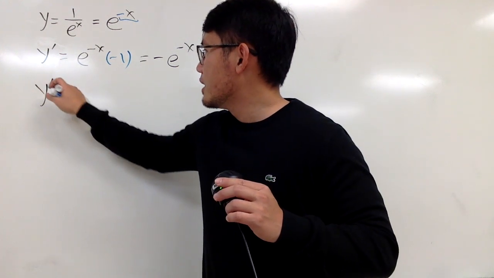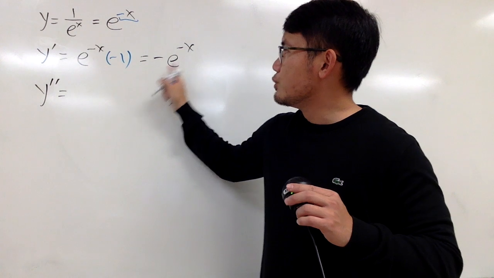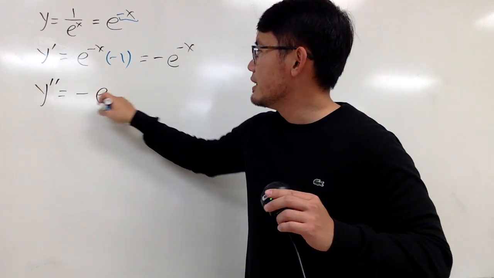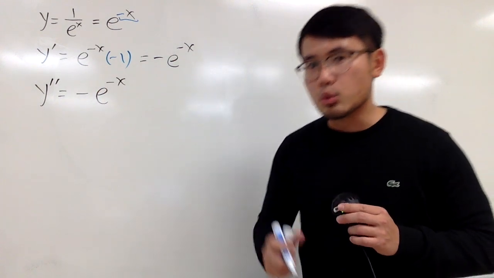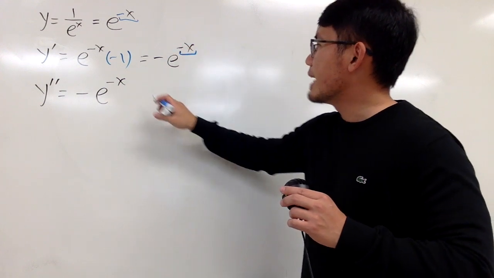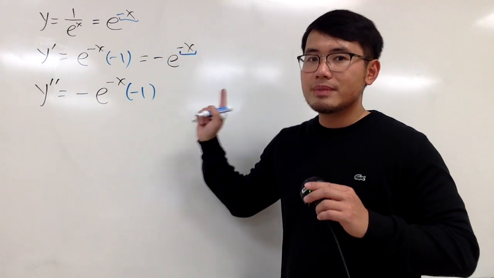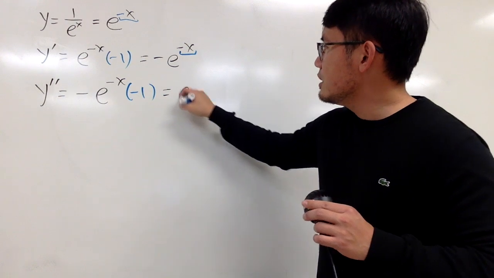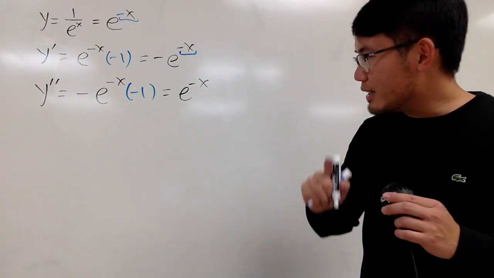So second derivative, look at this. First, you repeat this, negative e to the negative x. And the derivative of the inside, which is another negative 1. And you get positive e to the negative x. And then you do it again.